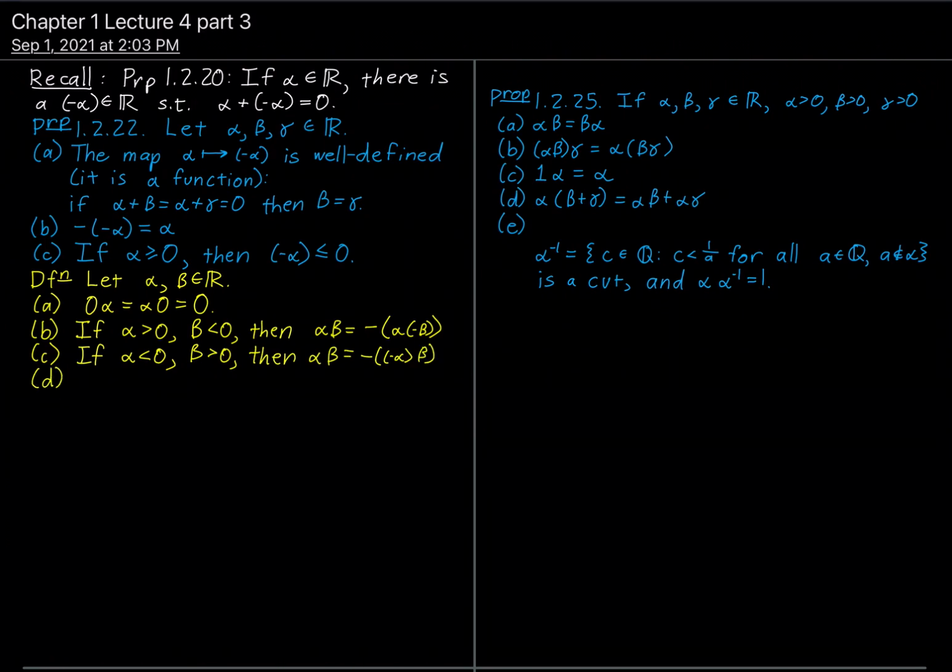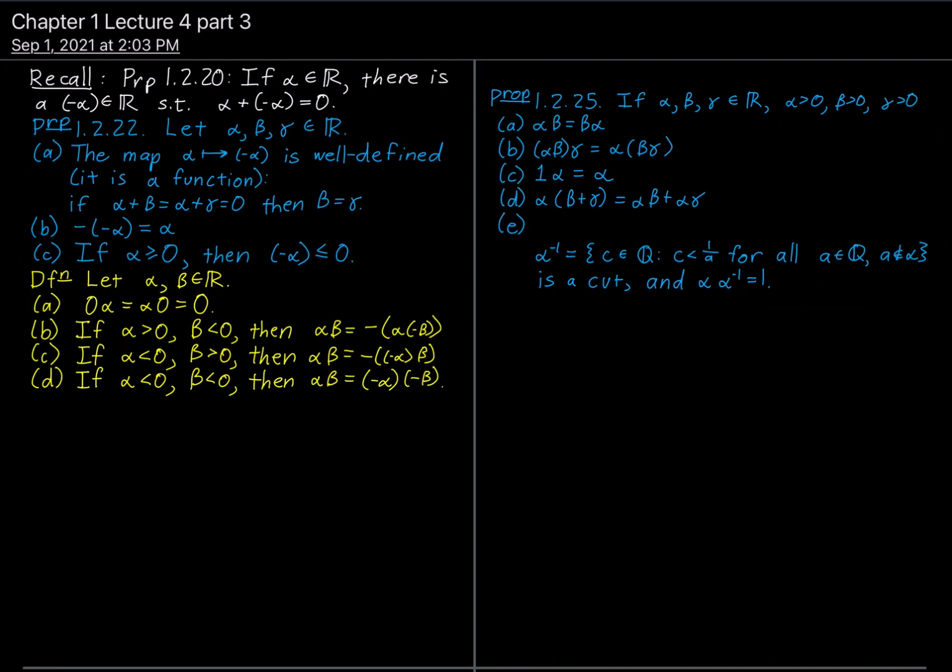And then, last case, if they are both negative, alpha beta is just minus alpha times minus beta. And so that's how you define multiplication. Having a bunch of cases like this is annoying because there's a lot of stuff to check when you're proving that multiplication is associative and commutative and so on, but nonetheless, you can do this.